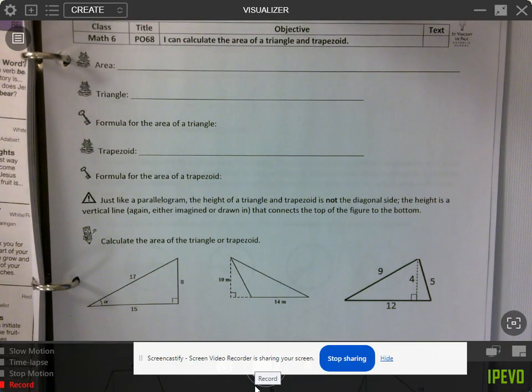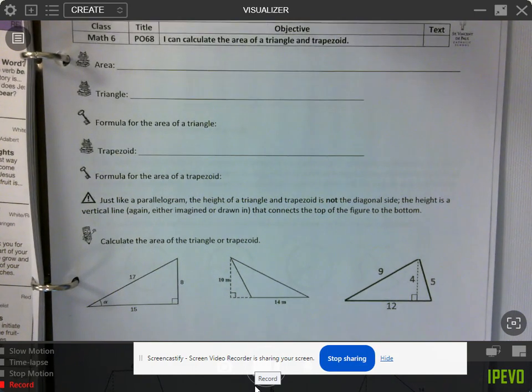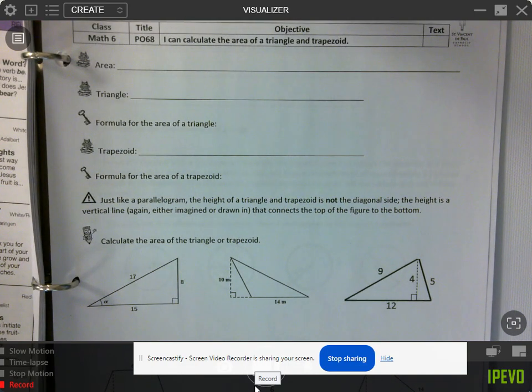Good morning. Today we are continuing with our areas and perimeters, working with those geometric shapes. And today we are talking about CO68. I can calculate the area of a triangle and a trapezoid. There are some tricks to this, so we really need to pay attention.